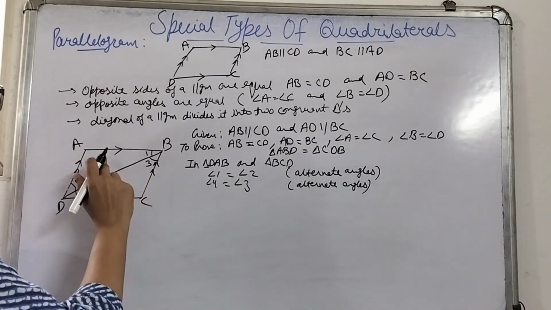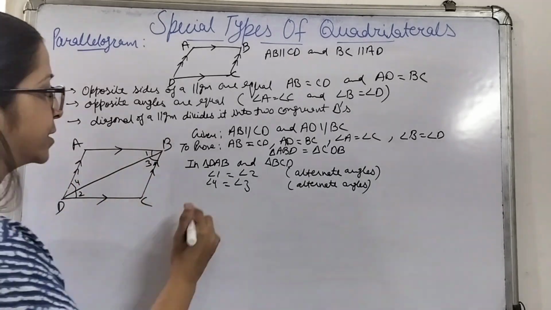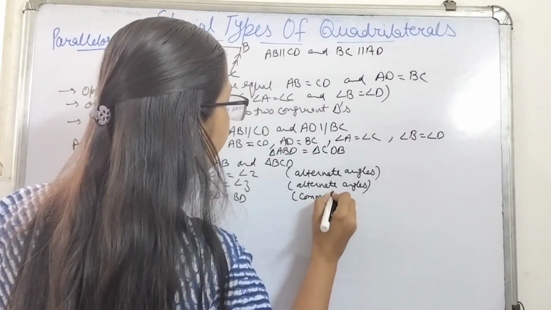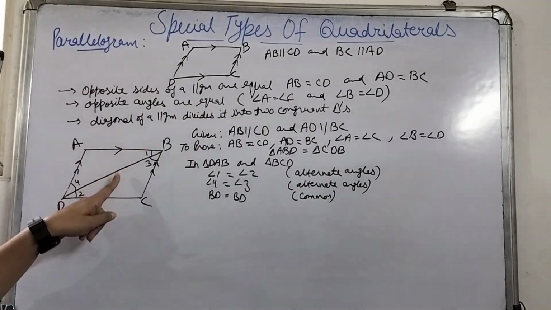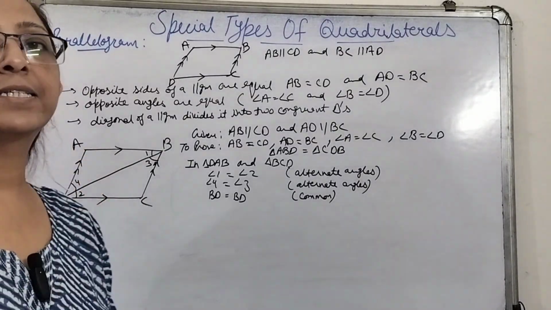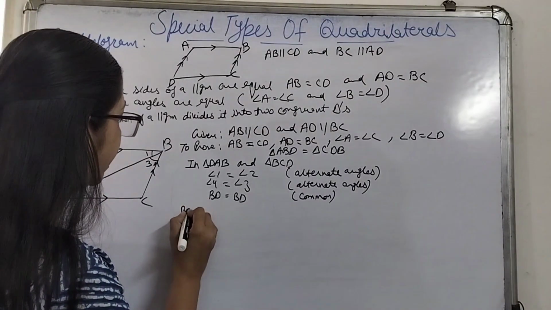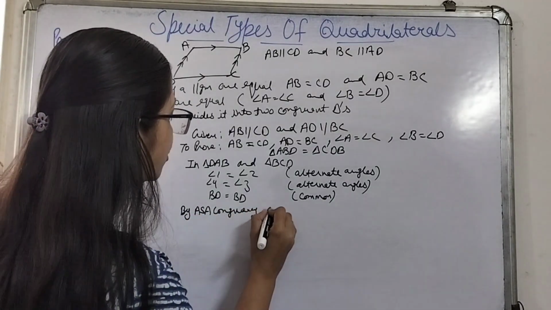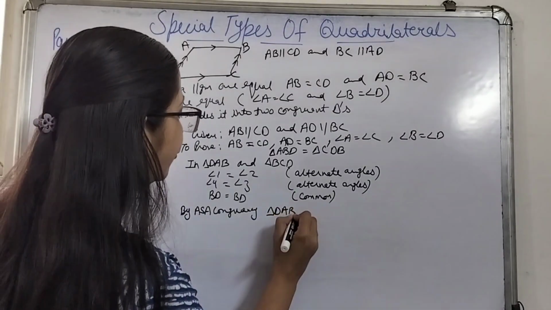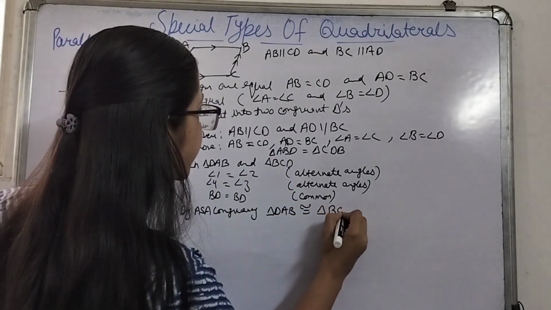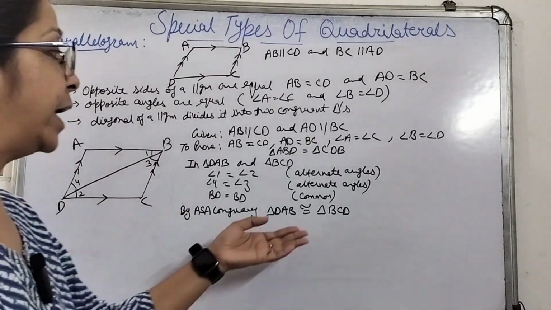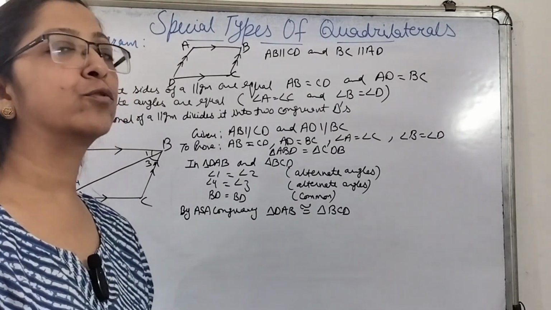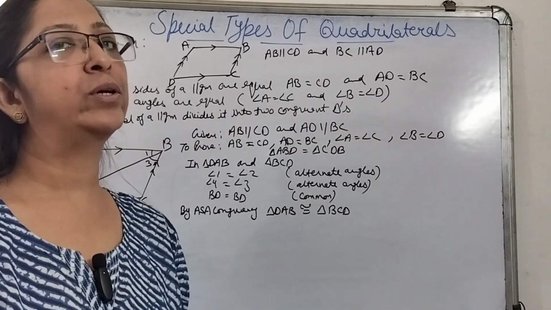Now we can see in both the two triangles, BD is common. So BD is equivalent to BD because it is common for both the triangles. So we can see over here by ASA congruency, both the triangles are congruent. So we can say that by the ASA congruency rule, triangle DAB will be congruent to triangle BCD. These two triangles will be congruent. And we know that if two triangles are congruent, by CPCT, that is corresponding parts of congruent triangles, their corresponding parts will also be equal.